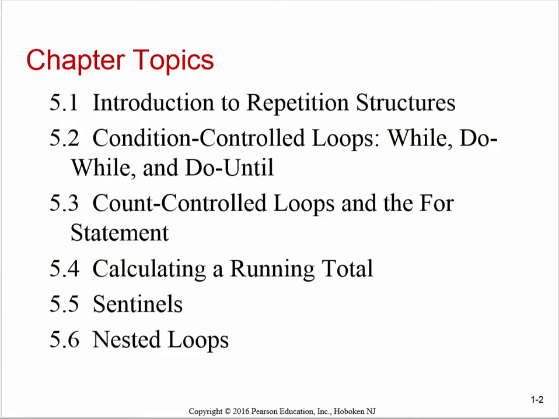And so what we're going to talk about, if we follow the chapter structure, this is how they laid things out. They give you an introduction to what is a repetition structure, and then they talk about two different kinds of loops: condition-controlled loops and count-controlled loops. And then they've got some examples. They talk about sentinels and nested loops. So we'll get into all of this in the process of the video here.